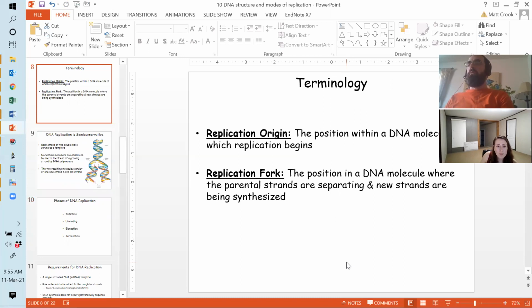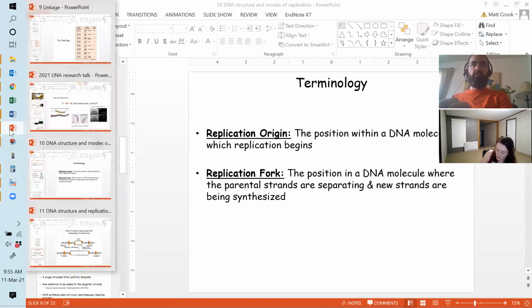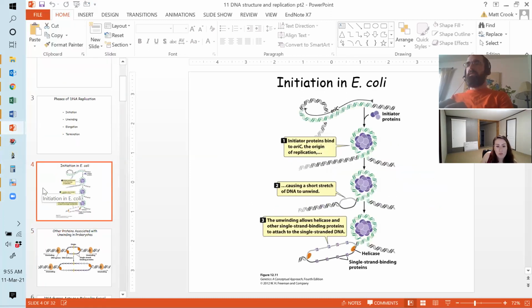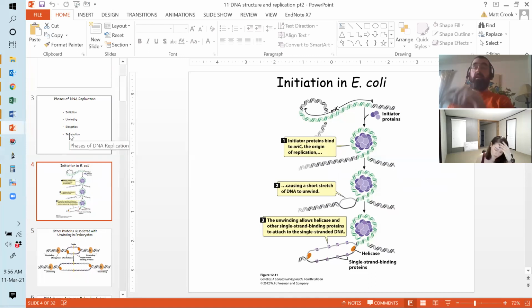Okay, so some notation or terminology. We have what's called an origin of replication. This is in bacteria. For example, this is just a slide we'll get to later on or on Tuesday. This is a region which is recognized by proteins which begin the replication process, right? The whole kind of initiation of DNA replication, right? So that's one point to get.